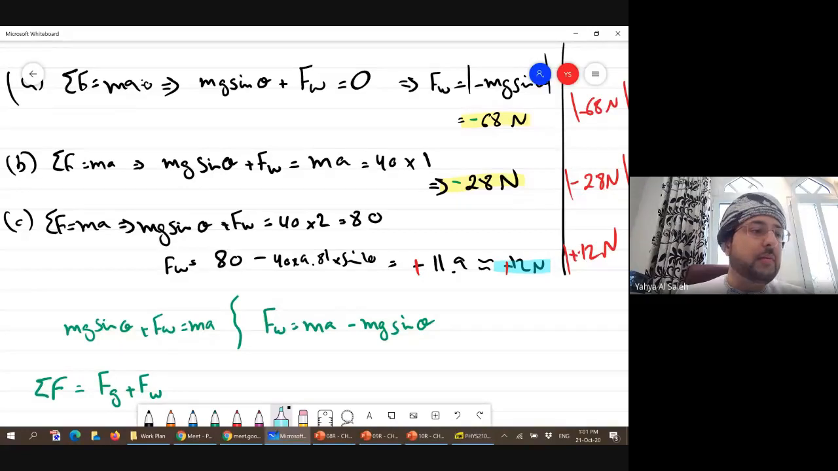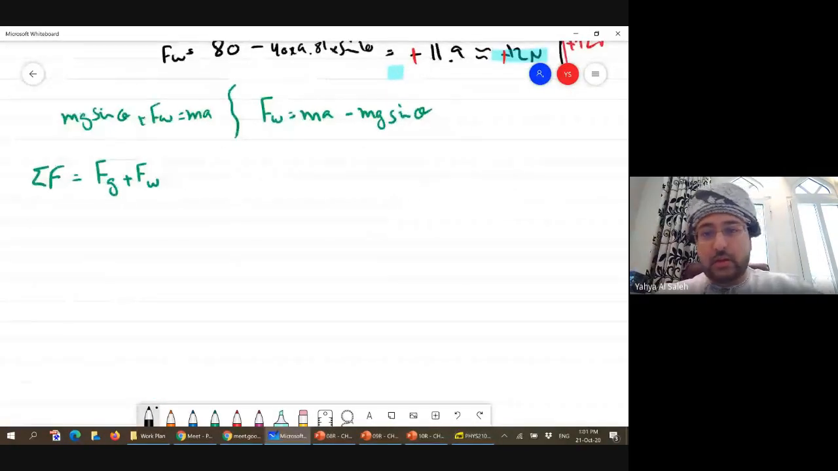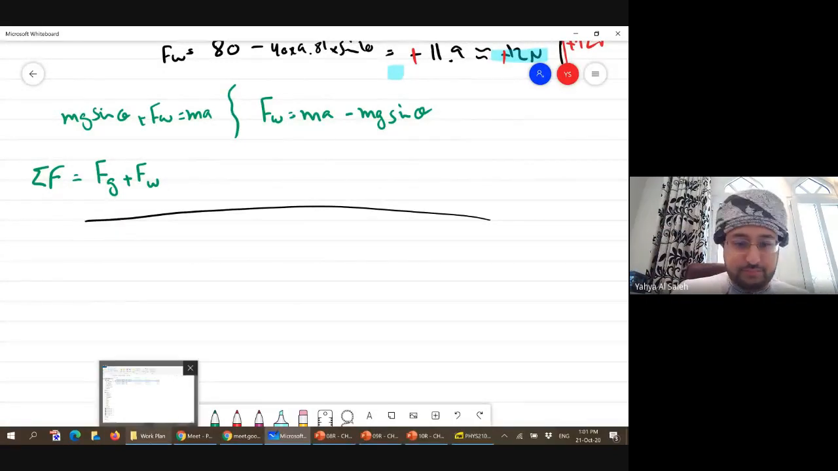Okay. So Mariam, the direction of FW at the beginning of the question, we don't know. At the end of the question, we know in case 1 and in case 2, wind is going up. In case 3, wind is coming down.